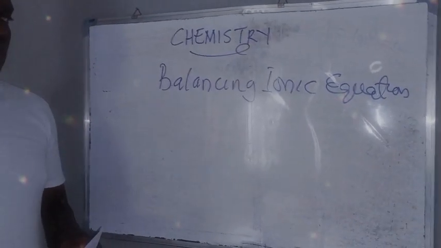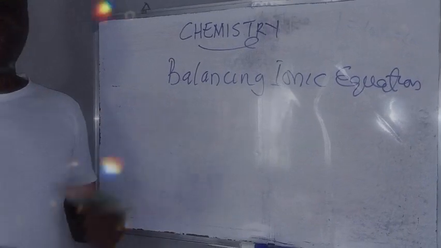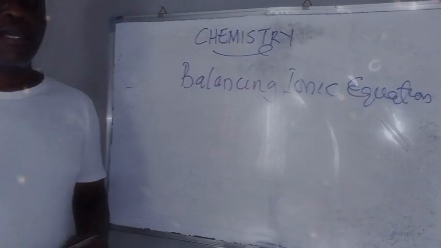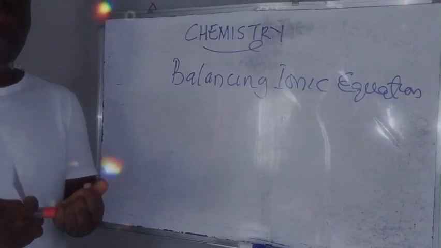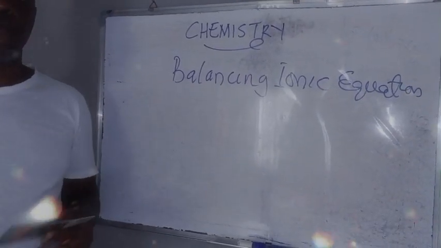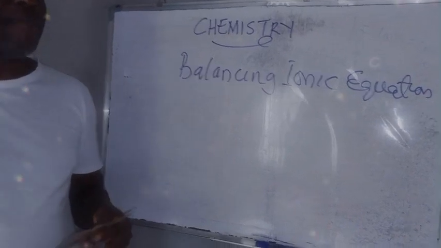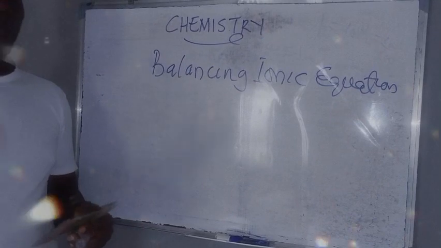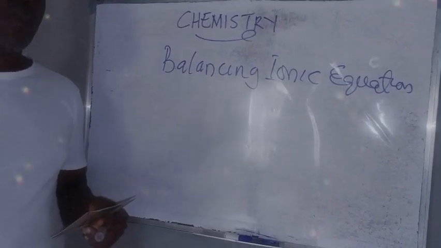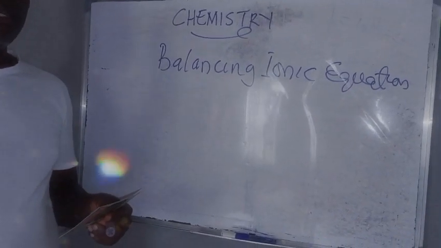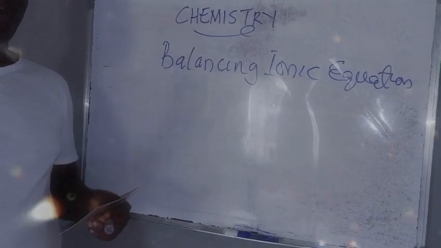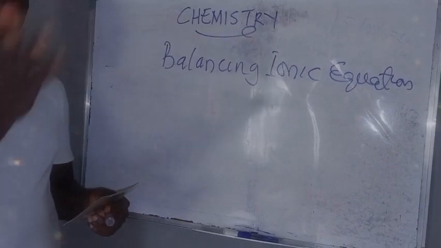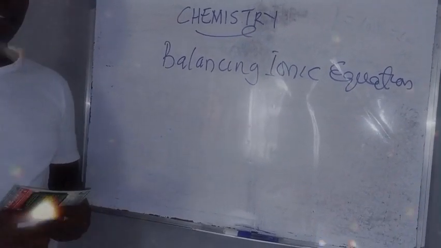Okay? When compounds are in aqueous form, ions are being generated. How do you handle such equations, such that the law of conservation of mass that I have been emphasizing is being obeyed? Please take note of that. You balance chemical equations to ensure that there's an adherence to the law of conservation of mass. Otherwise, whatever you are doing is rubbish. You are creating an imbalance.